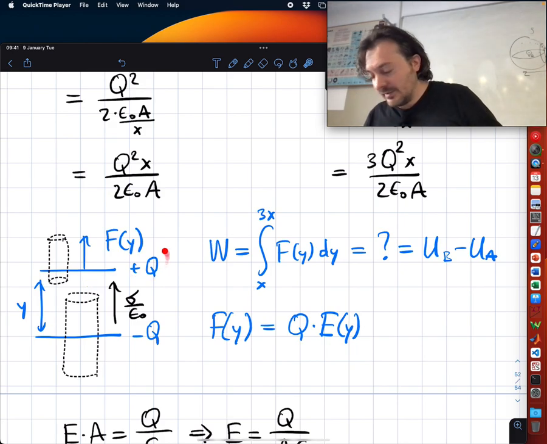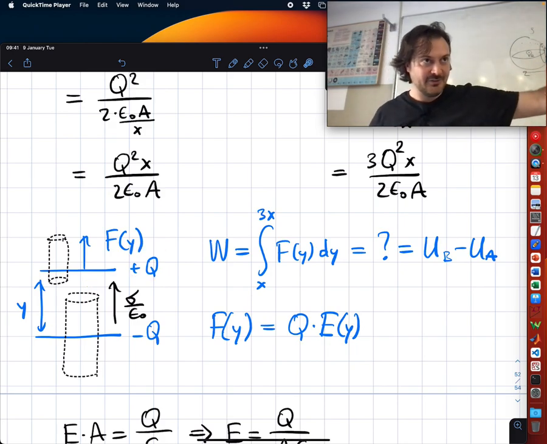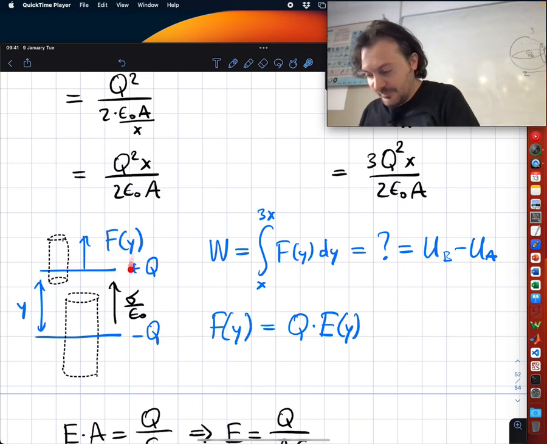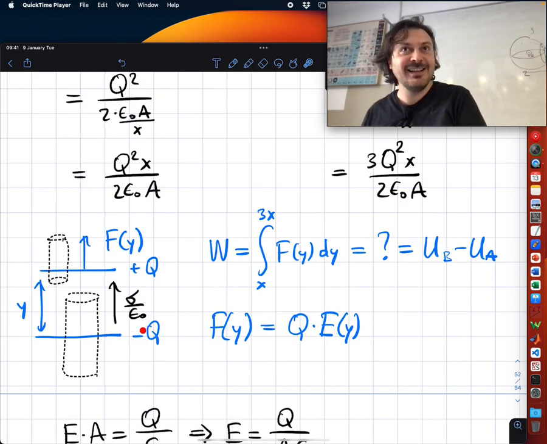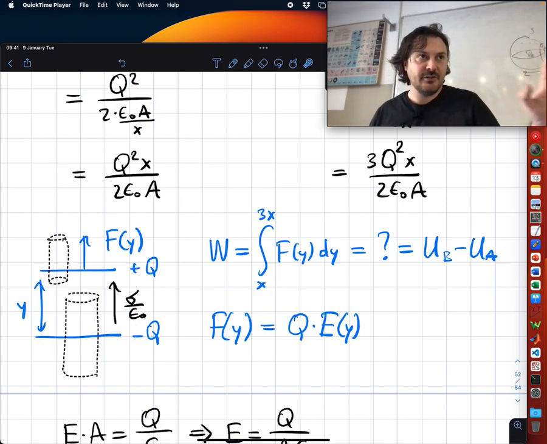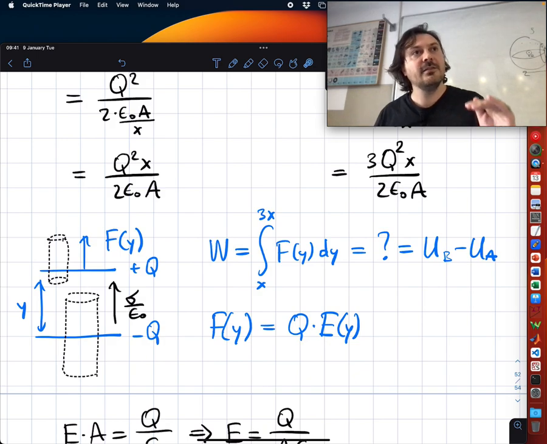What if this is plus 2q and this is minus q? Then all hell breaks loose, right? Did you follow this? It's a different story. So, let me rephrase it. When you have multiple plates, use Gauss's law, please, for each one separately.